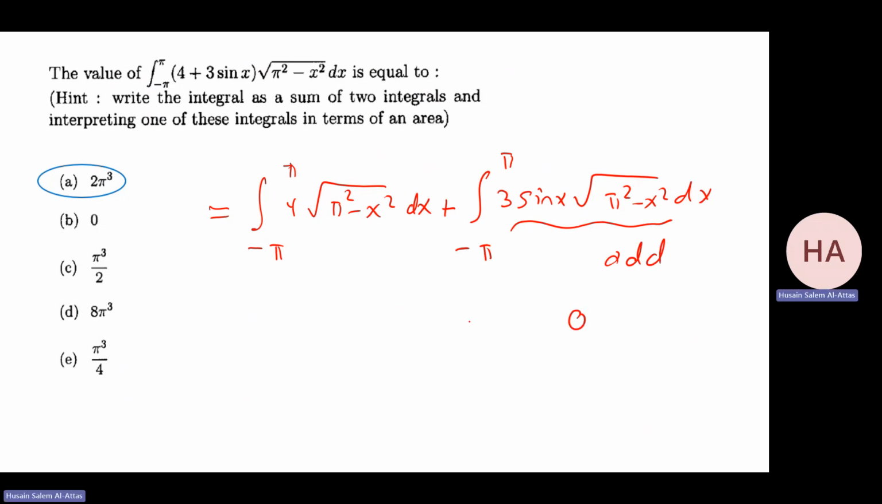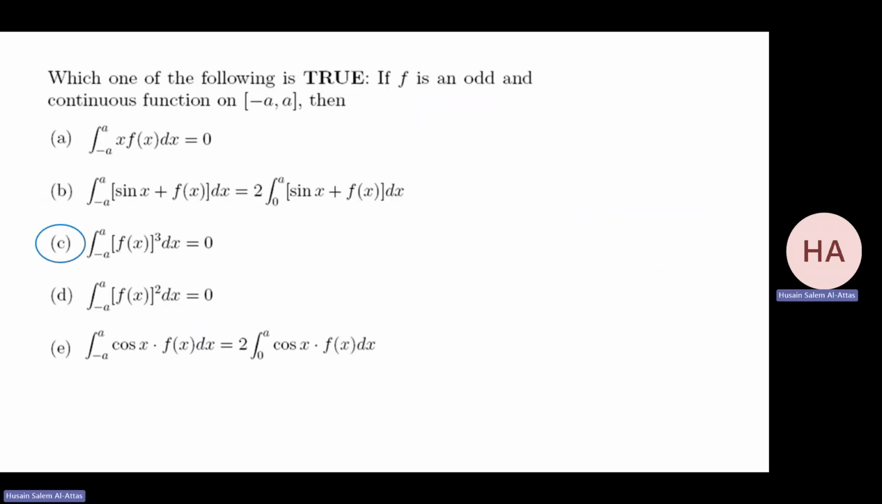So the answer is 0 here. This one is half a circle, which is half times pi r squared, so I have 2 pi cubed. Okay, what if it is odd? He gave me that if it's odd. Want me to check this?